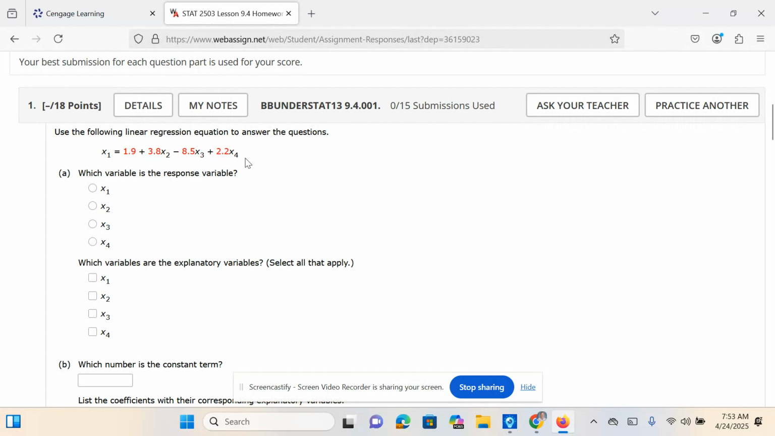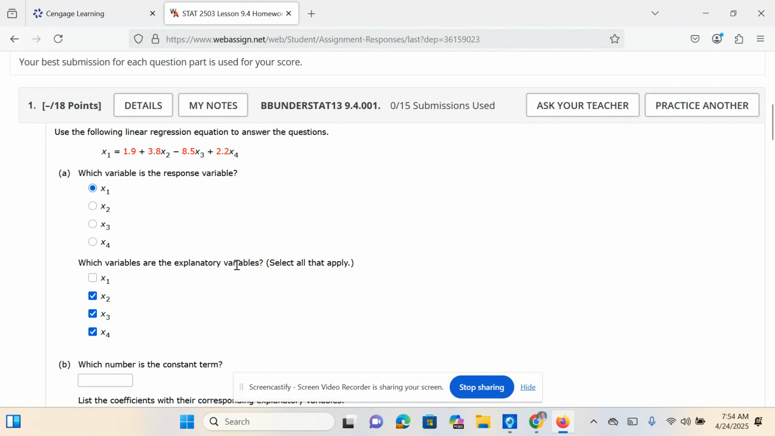We're just hitting the high points on this, okay? What is the response variable? Well, the response variable is what it's equal to. So our response variable is x1. The explanatory variables are the variables on the other side, so it's x2, x3, and x4. These are the variables that help explain the response.